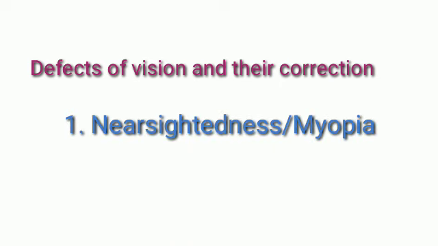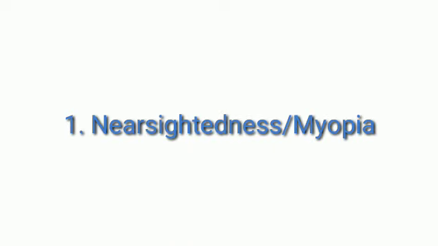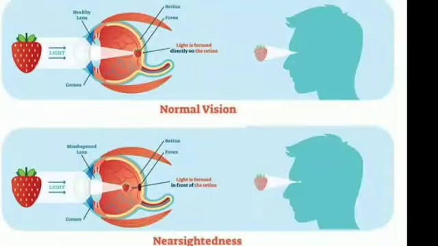The first is nearsightedness or myopia. In nearsightedness, the eye can see nearby objects clearly, but the distant objects appear indistinct. That means they cannot be seen clearly. This means that the far point of the eye is not at infinity, but shifts closer to the eye. In nearsightedness, the image of a distant object forms in front of the retina.